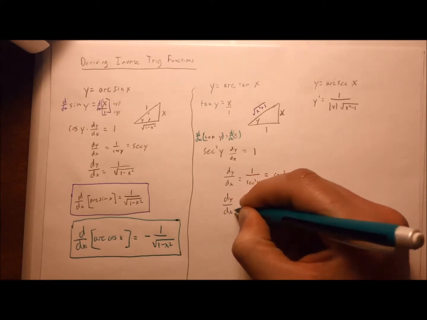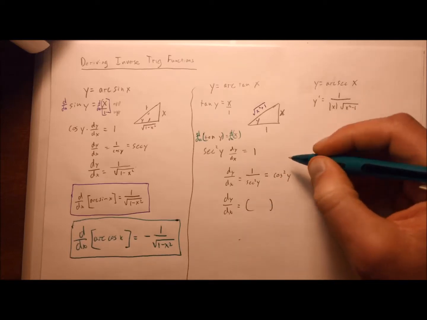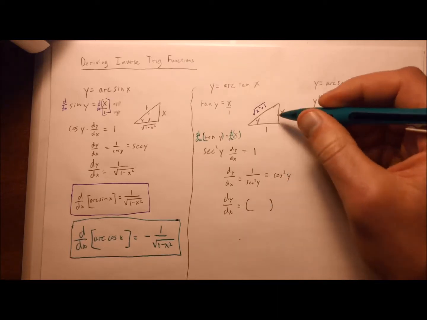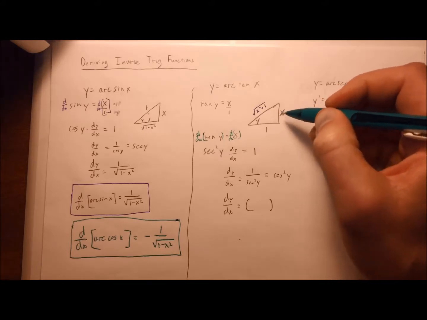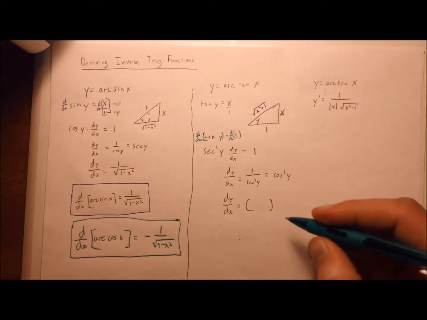So dy over dx, well, let's just find the cosine of y and square it. The cosine of y is going to be adjacent over hypotenuse.